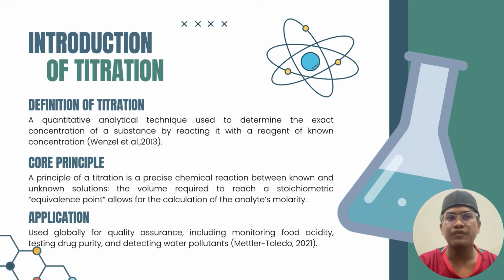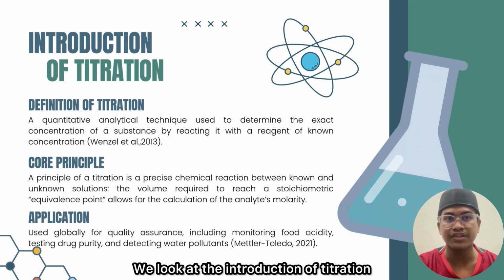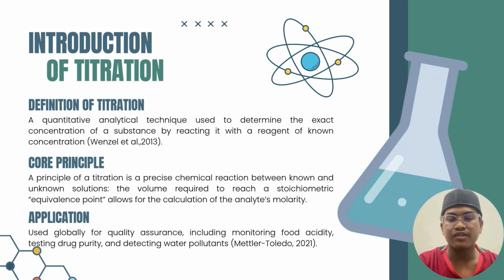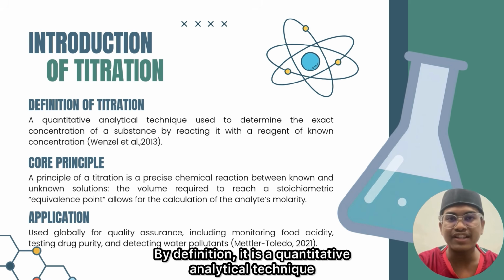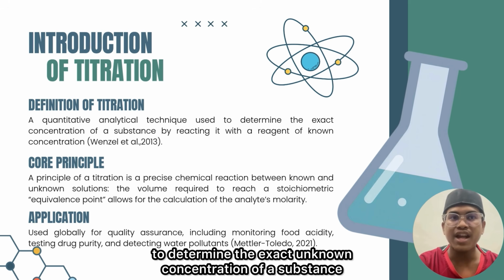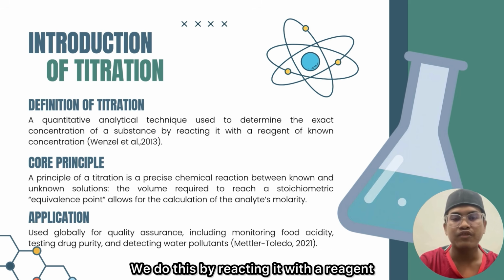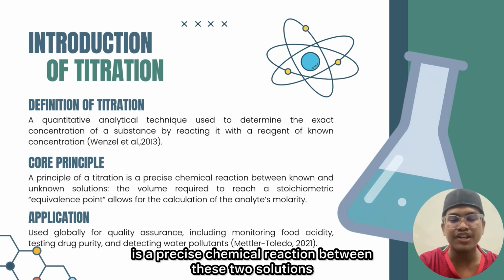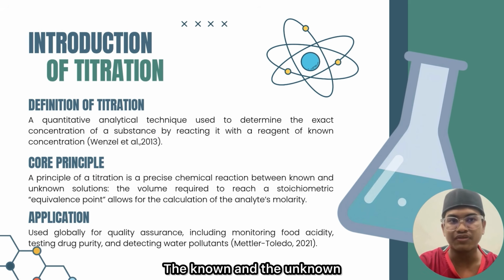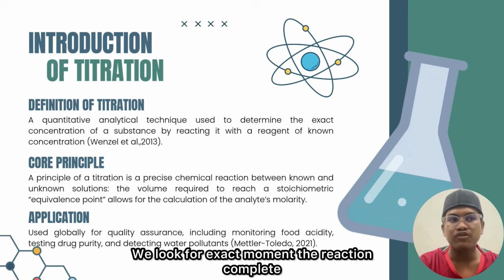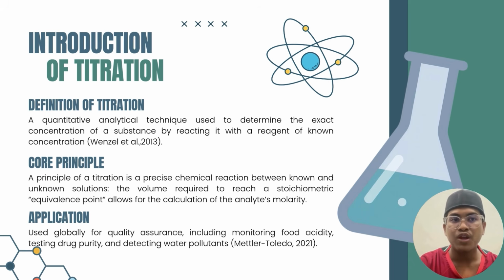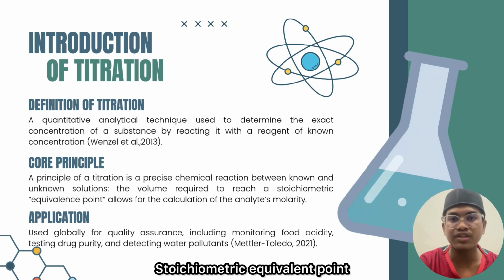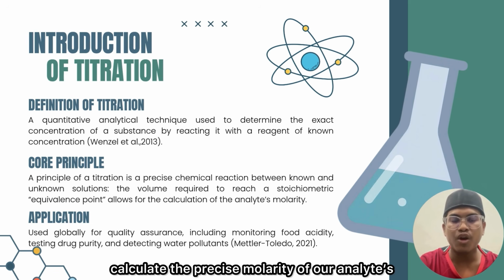So to start things off, we look at the introduction of titration. First, what is exactly a titration? By definition, it is a quantitative analytical technique that we use to determine the exact unknown concentration of a substance. We do this by reacting it with a reagent that has a known concentration. The core principle behind this technique is a precise chemical reaction between these two solutions, the known and the unknown. As we slowly add one to another, we look for the exact moment the reaction completes, which we call the stoichiometric equivalent point. Finding this volume allows us to mathematically calculate the precise molarity of our analytes.